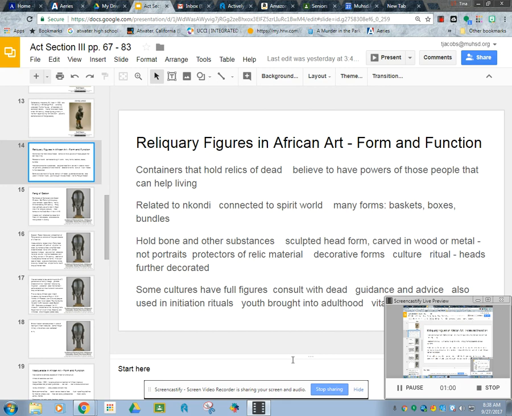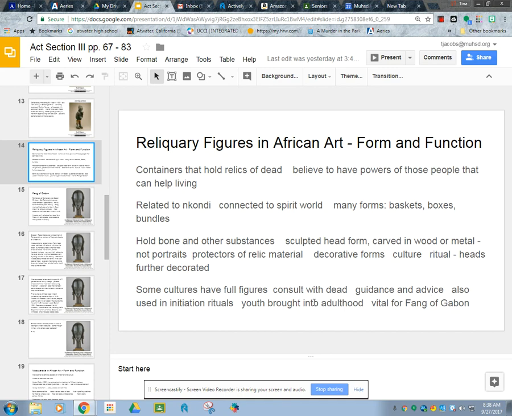Some cultures have full figures, and they use them to consult with the dead, and they use them for guidance and advice. They were also used in initiation rituals, bringing youth into adulthood. And this was vital for the Fang of Gabon.